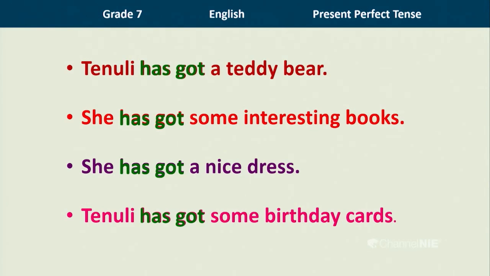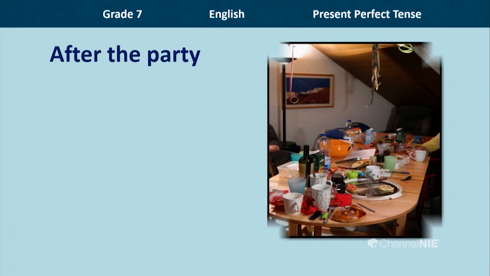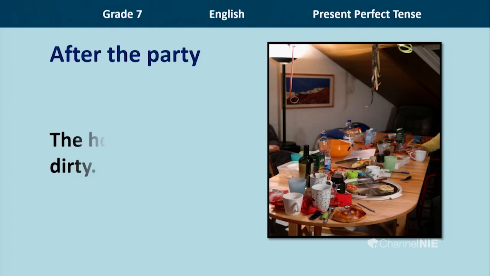Okay, children, we learned many uses of present perfect now. After the party, what has happened, children? The house has become dirty, right? After the party, the house has become dirty. There too, we have used present perfect tense to express our experience.